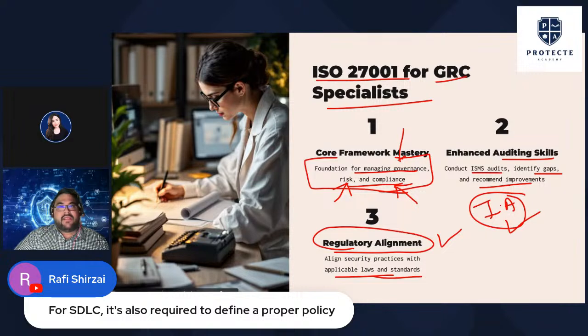And Rafi, definitely for SDLC, because SDLC is a very important process for any organization, you need to have a policy in place. And I would say the same for any control as well. If you are trying to implement any new control in your organization, the first thing that you should do is to implement a policy. Write it down. It's very important. Yeah. Right, right. Thanks, love.